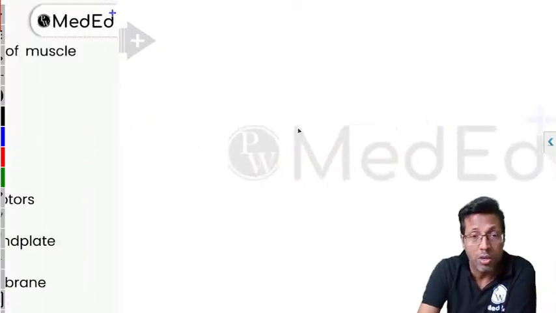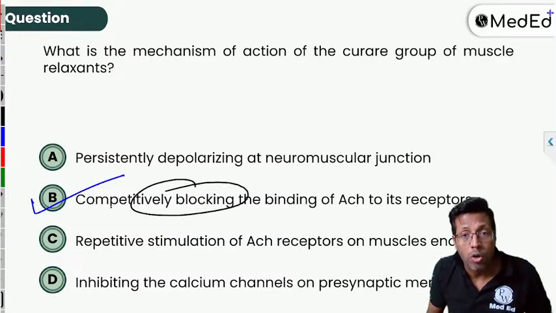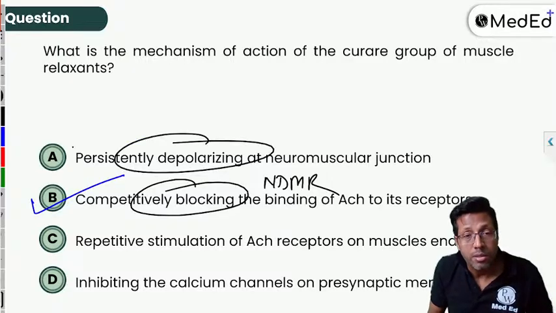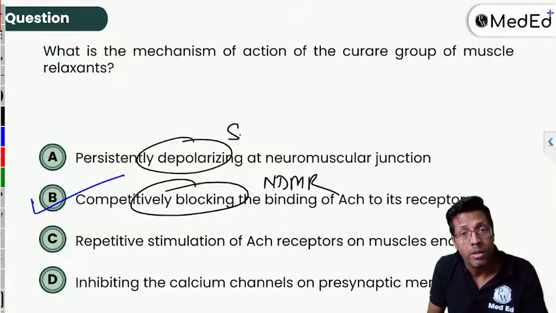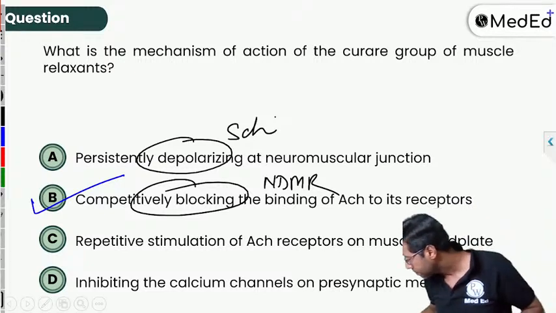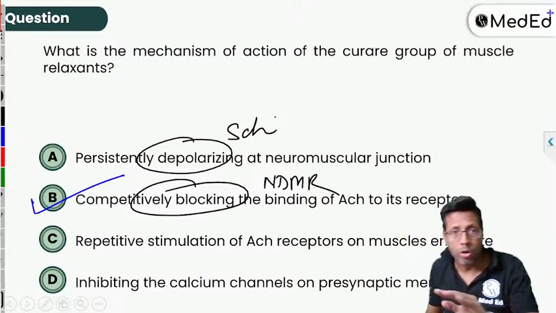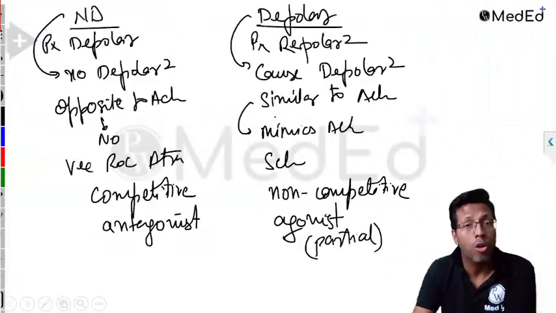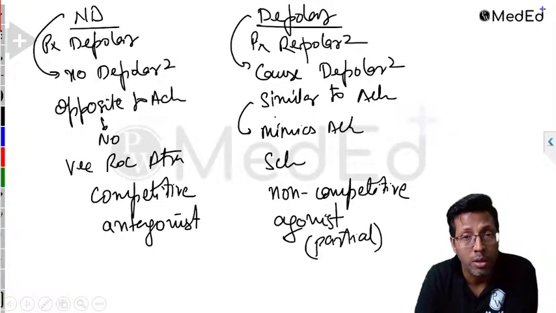So when you speak of this answer, competitively blocking, they are competitive antagonists. So these become your non-depolarizing muscle relaxants, and persistent depolarization, which means it causes depolarization like acetylcholine, this is succinylcholine. Thumbs up. Clear everyone? So for non-depolarizing and depolarizing, the mechanism of action hopefully is clear for all of you. I know all of you have studied, but this was just a revision for that. Hopefully this point is clear to everyone.